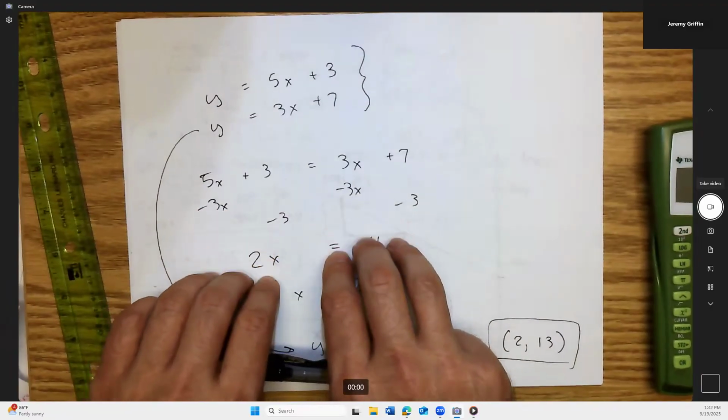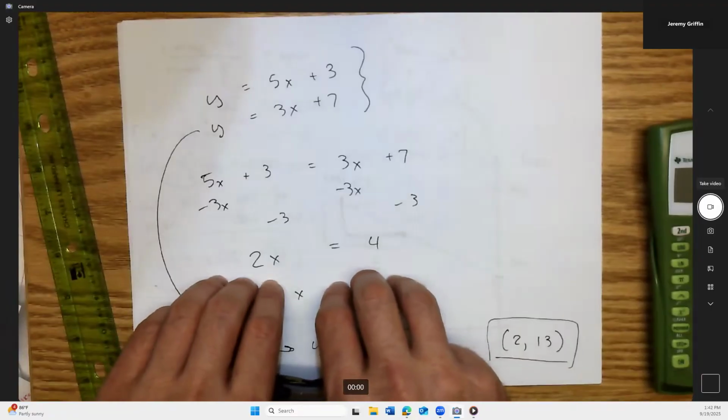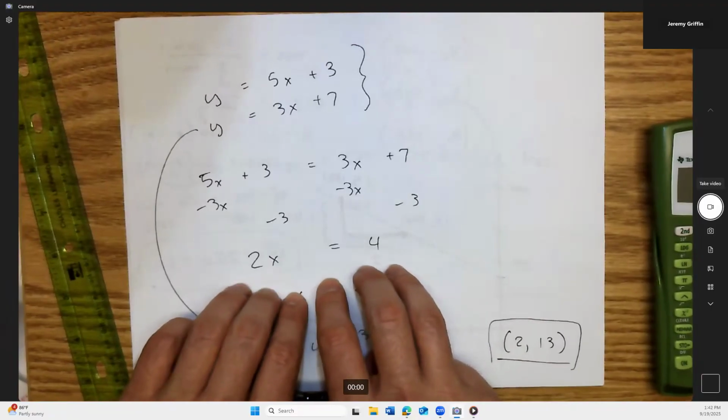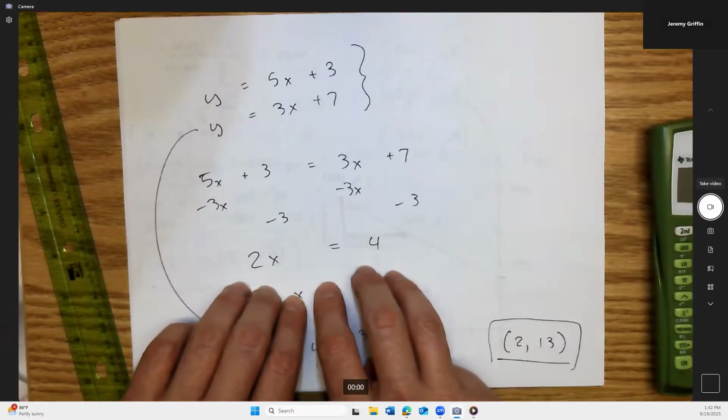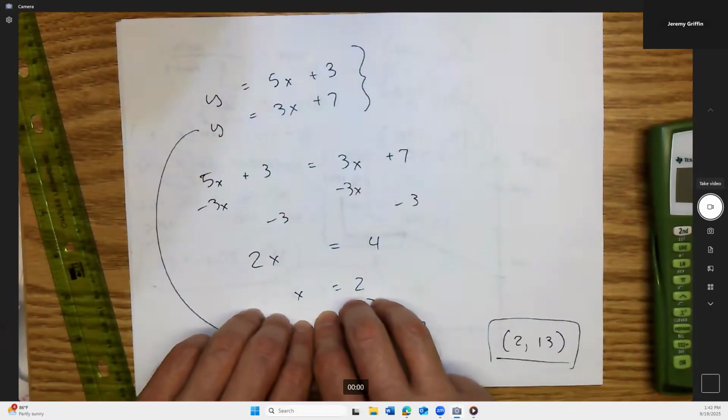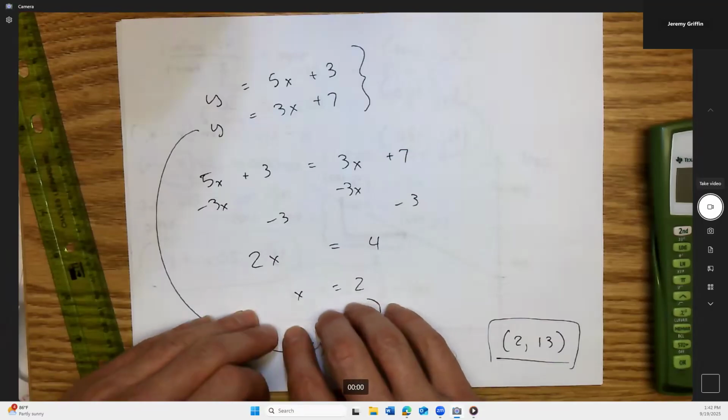So what does that give me? 2x is equal to 4. And then how do you get x? Divide by 2. So x would be 2. Now that's the x coordinate where the two lines are crossing. The x coordinate is 2. How do you get the y value?